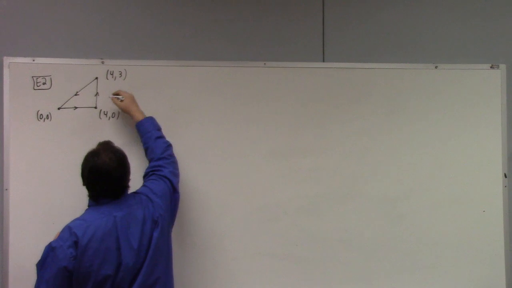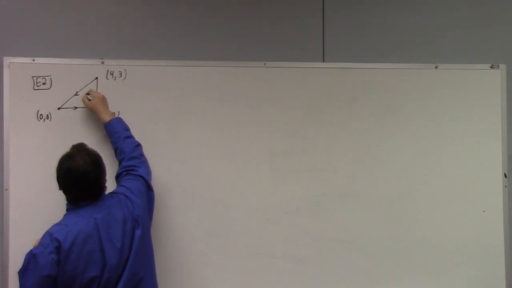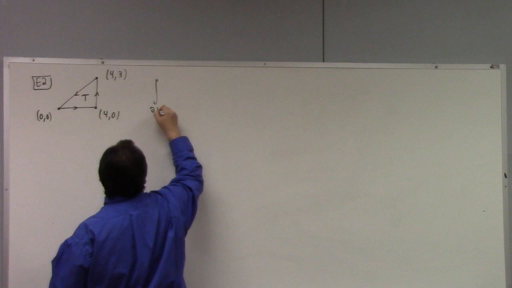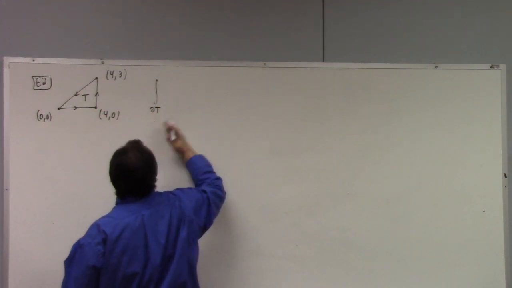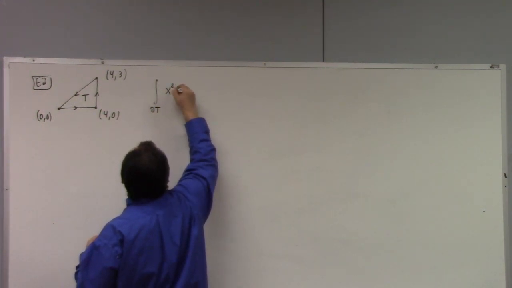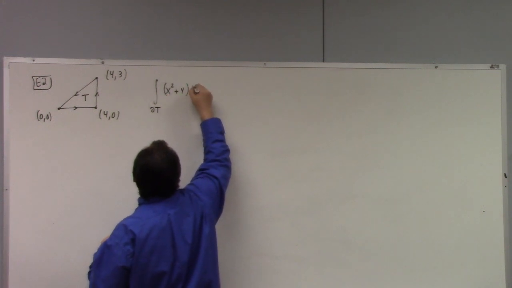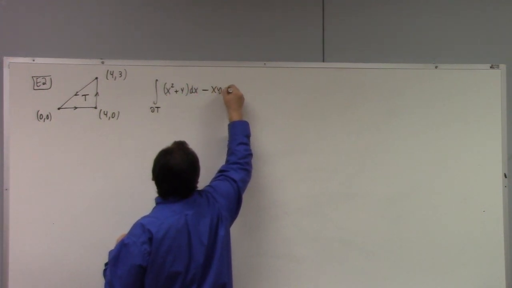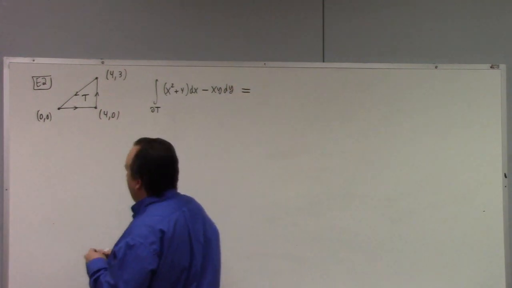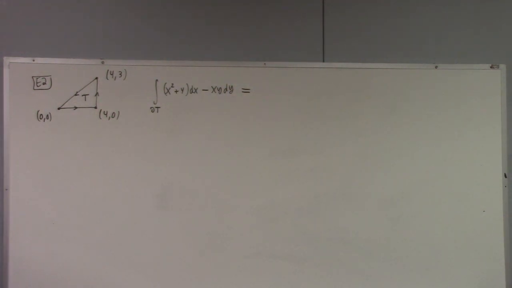Let's say that this region is T, and we would like to calculate the integral over the boundary of T of, let us say, x squared plus y dx minus xy dy. I think we can all agree that we don't actually want to do the line integral. If I had to do the line integral, I'd have to break it up into 3 cases: the base, the vertical leg, and the hypotenuse. That'd be a pain. So it is much better to switch this over with Green's theorem.